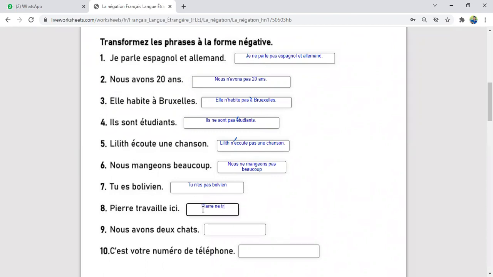Excuse me, teacher, can you wait a minute? Wait a minute, means? You couldn't write anything? Like something you missed? Yes, teacher, the seventh one. Can you tell me the meaning? Tu es Bolivien is you are Bolivian. Bolivian is the nationality, the people living in Bolivia. Tu n'es pas Bolivien is you are not Bolivian.